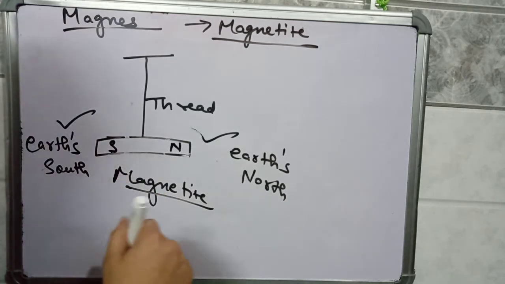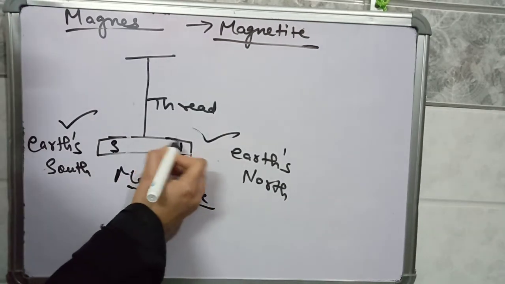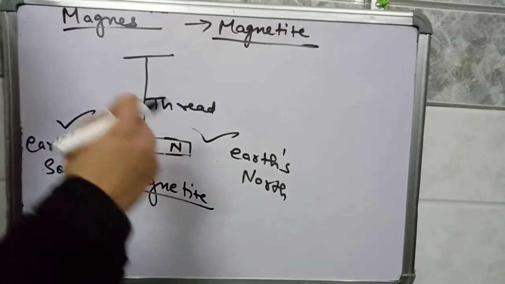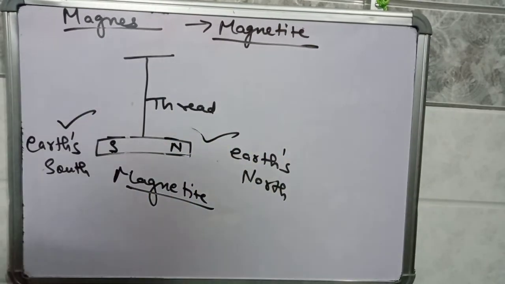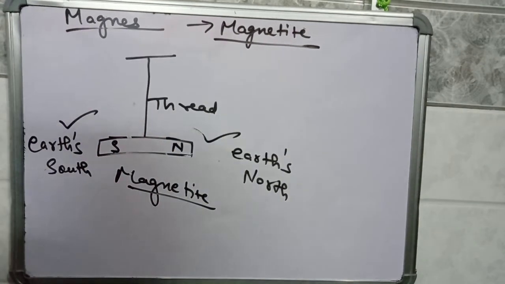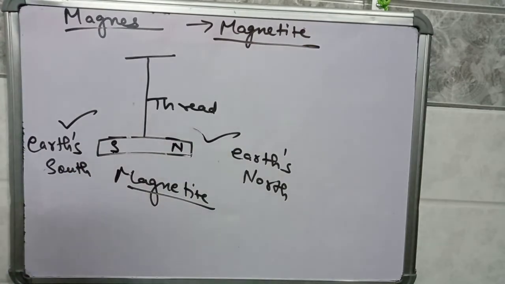So the direction in which the north pole of the magnet is pointing, that is the direction of the earth's north, and the direction in which the south of the magnet is pointing, that was the actual direction of the earth's south. Okay, so the natural magnet was earlier used to find out the directions in the areas where they used to travel. Okay, so there are two types of materials.